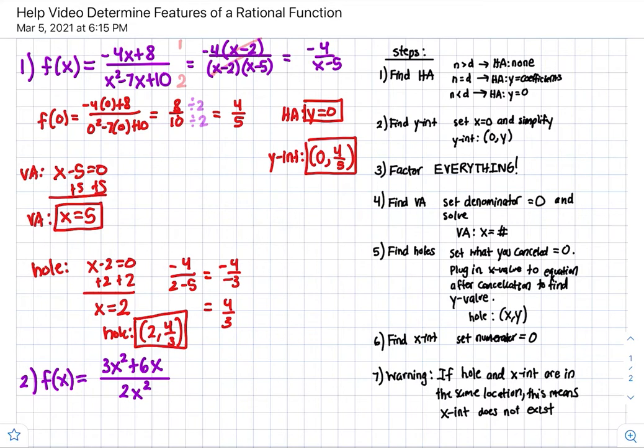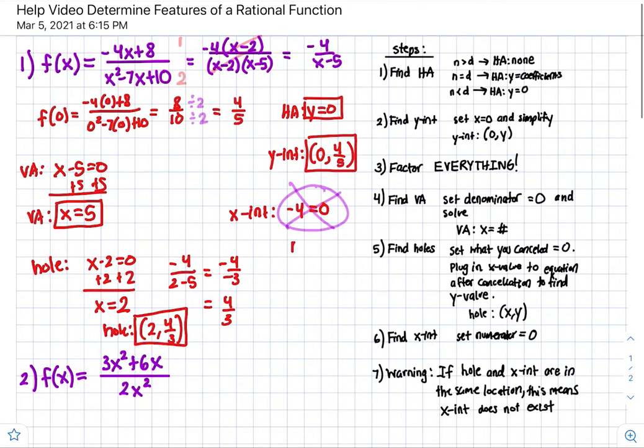And lastly, your x-intercept: set the numerator equal to 0 and solve. Well, if you take a look, our numerator is -4. If you set that equal to 0, that is a false statement, which means our x-intercept is going to be none. And those are the 5 pieces of information that you are going to need in order to do your homework. So again, follow the steps, do your best to make sure you're following each step, factoring properly, and you should be able to get what you need.